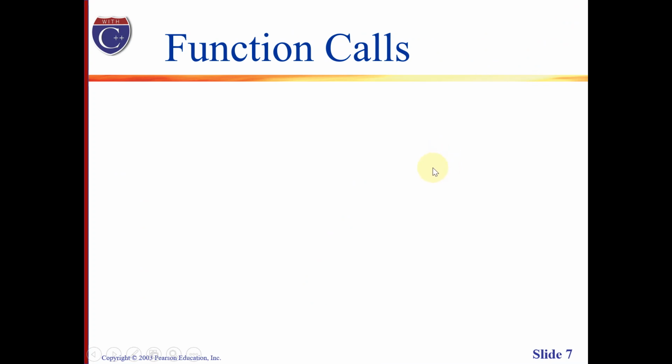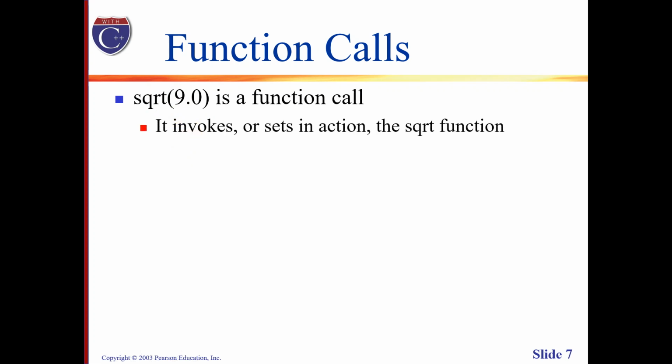Let's talk about function calls. In the previous example, this is a function call. What it does is it invokes or sets in action the square root function. Whenever the C++ compiler sees this function call, it means that we would like to invoke whatever action is associated with the square root function.